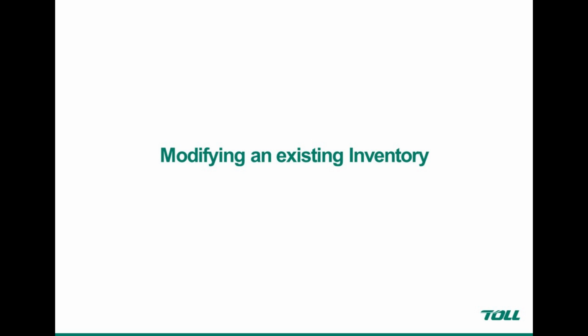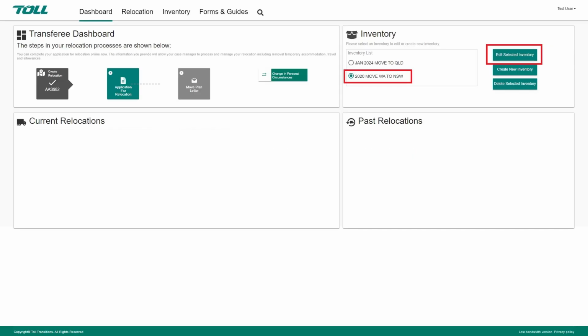Using a previously created inventory is an easy and effective way to avoid having to start a brand new one. This is especially useful if you have not bought or disposed of many items since your last move. From the transferee dashboard, select the inventory you want to edit, then click on the Edit Selected Inventory button on the right-hand side. If the inventory you wish to use is not displayed in this list, it may still be linked to your previous move. Additionally, if you would like to rename the inventory, this cannot be done online.